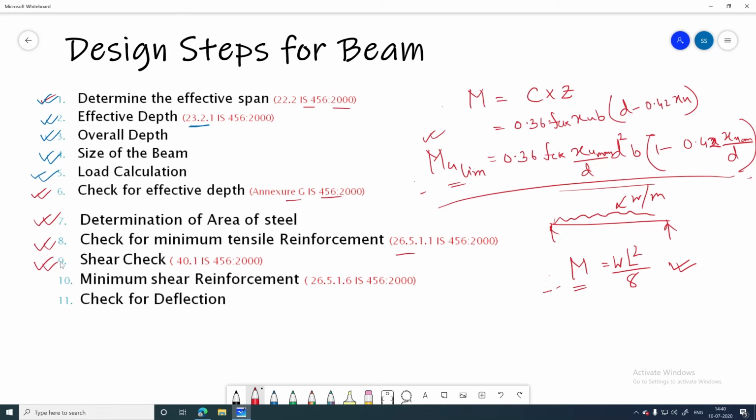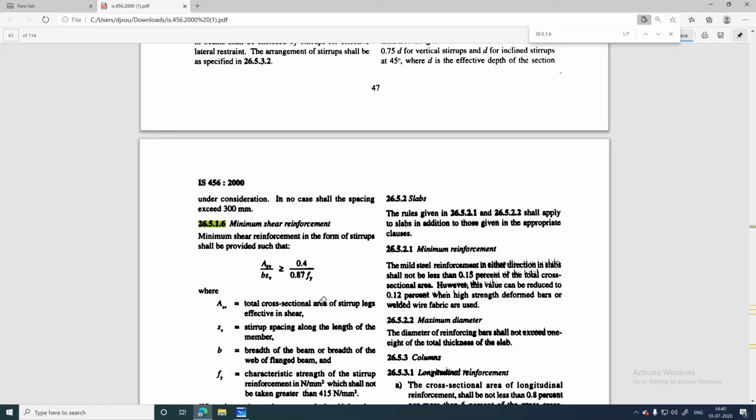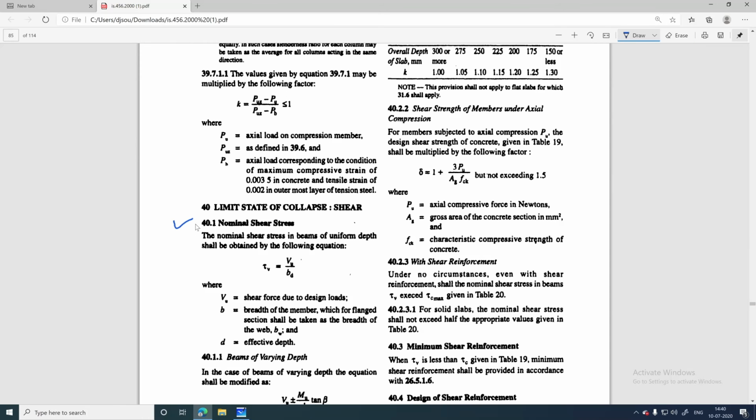So shear check, we also need to determine the shear check, and that means whether the shear reinforcement is needed or not. So let's go to clause number 40.1 of IS 456:2000. So this is 40.1. Here you can see the nominal shear stress is given, the formula is tau v is equal to Vu by bd. Okay, so what is Vu? Vu is the shear force, and which can be calculated by wL by 2, you already know.